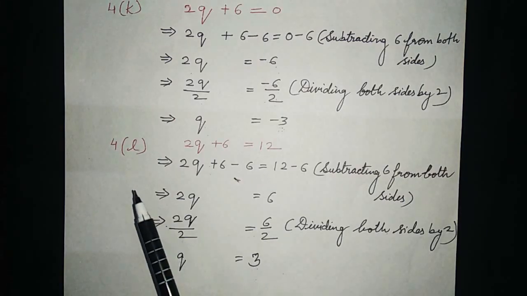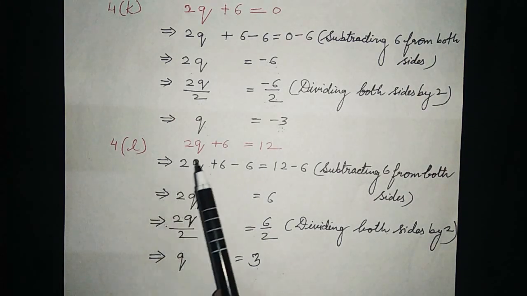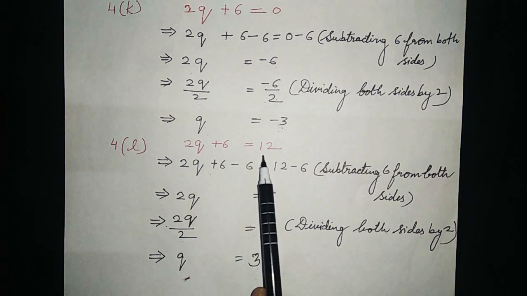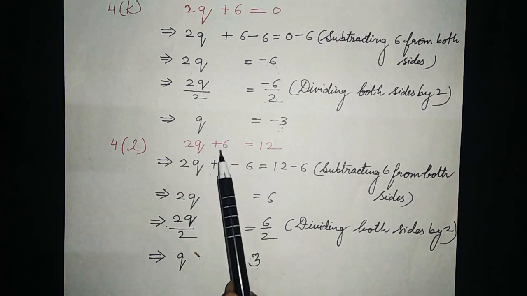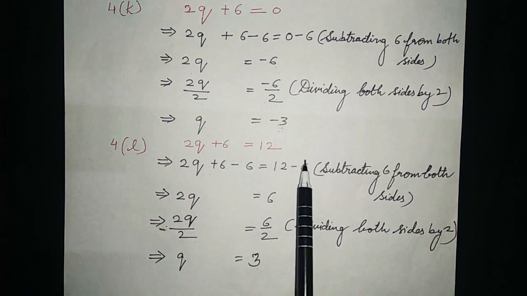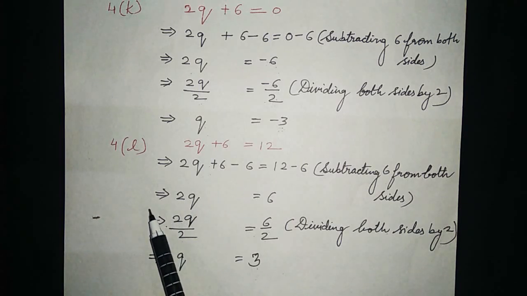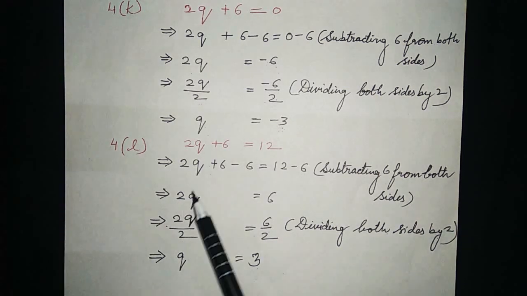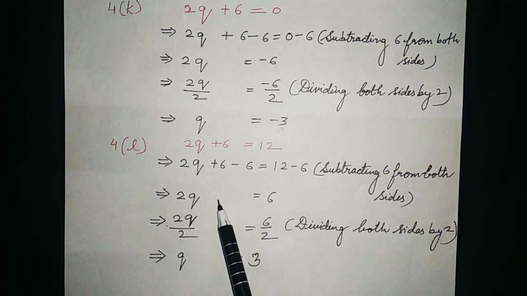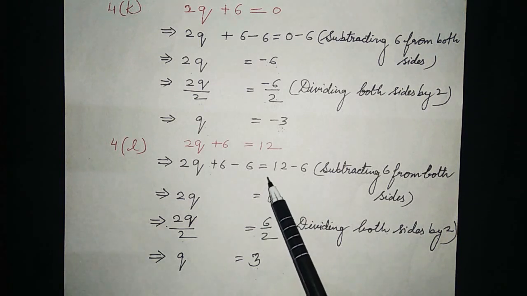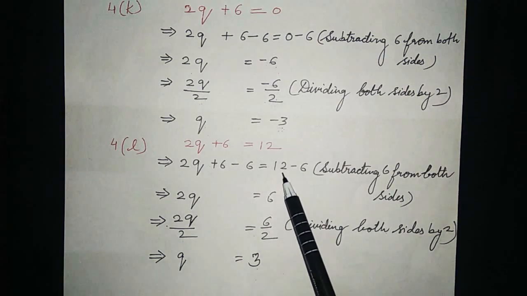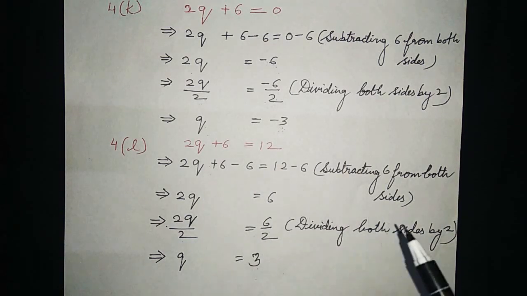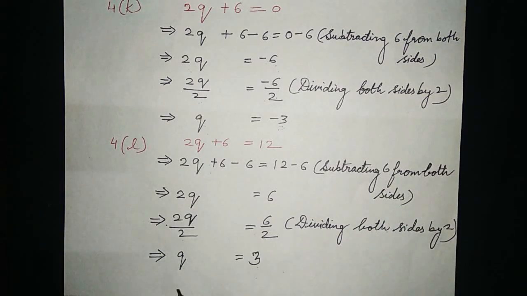Now see the L part of question number 4. The question is 2q plus 6 is equal to 12. Here in this question we will subtract 6 from both the sides of the equation. So on the left hand side we will get only 2q, because plus 6 minus 6 is 0. And on the right hand side if we subtract 6 from 12 we will get 6. So in the bracket in front of this step we will write subtracting 6 from both sides.